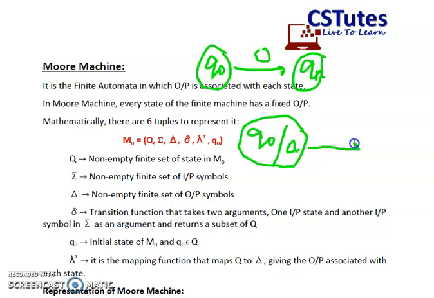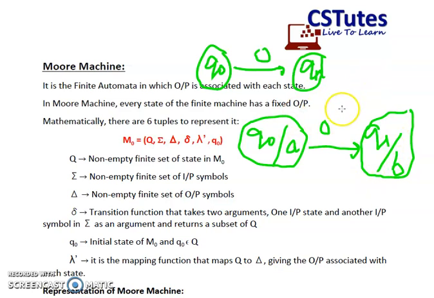Now, reading an input symbol 0, if we move to state Q1, then there is an output associated with the state Q1 also. Let's take an example of the output as B. So, the output associated with the state Q1 is B. In other words, when we are on the state Q0, we will get an output A, and reading the input symbol 0, we move to a new state that is Q1 and we will obtain an output B.